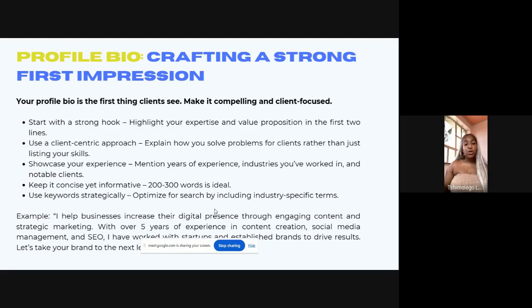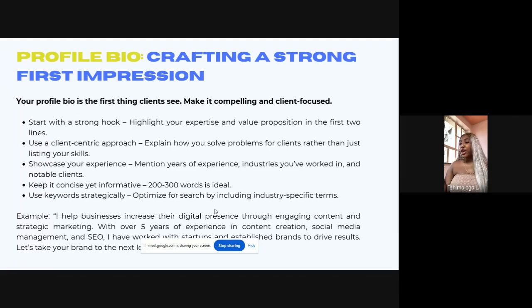And then also showcasing your experience: mentioning the industries you've worked in, the clients you have, the things you've done before, slightly, because remember, it's a short bio. No one is trying to read a long paragraph about what you've done and your skills. So you need to keep it very short, concise, and to the point, so that it says everything that needs to be said.